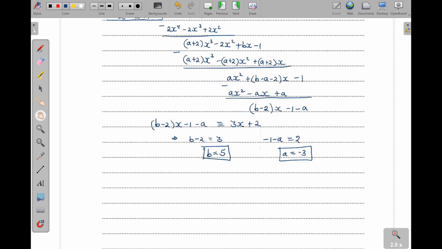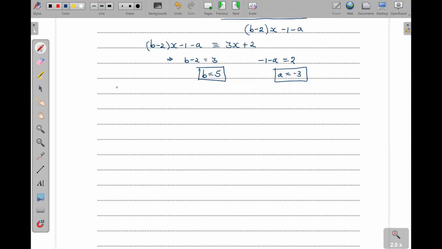Now the alternative approach is going to be this one. Alternatively, remember when we get the polynomial, it is supposed to be equal to the quotient times the divisor, then plus the remainder. Or I can write it all together as quotient times the divisor, then plus the remainder.